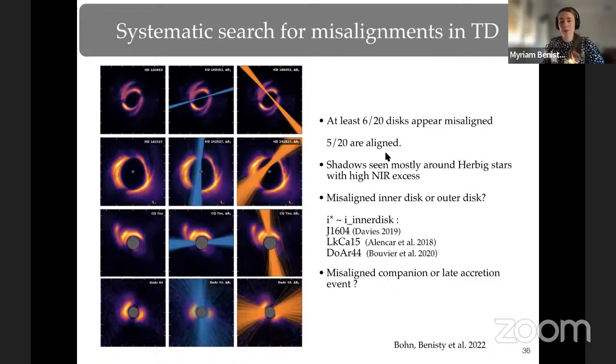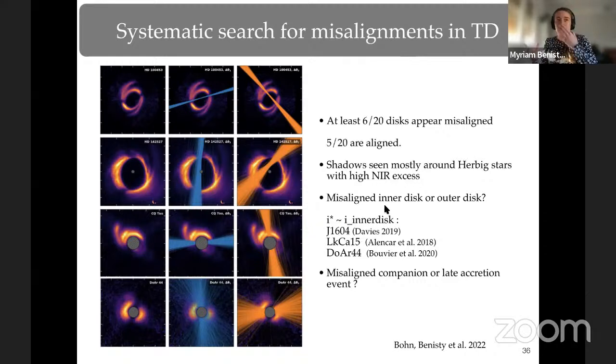So we have a survey of about 20 transition disks, and we found that at least 6 look misaligned. And if you just focus on the blue curves here, we can also reproduce the position of the shadows that are seen in the data.